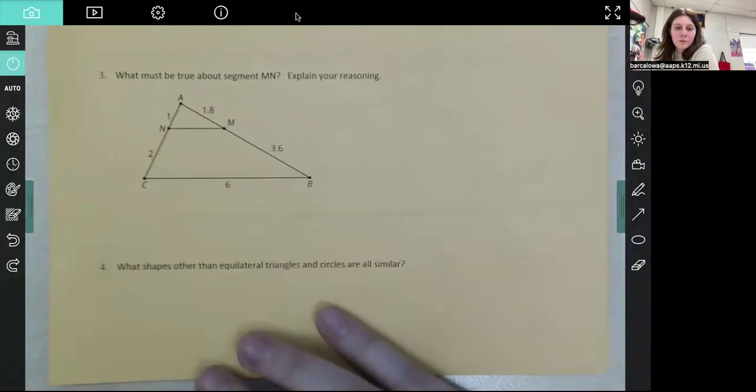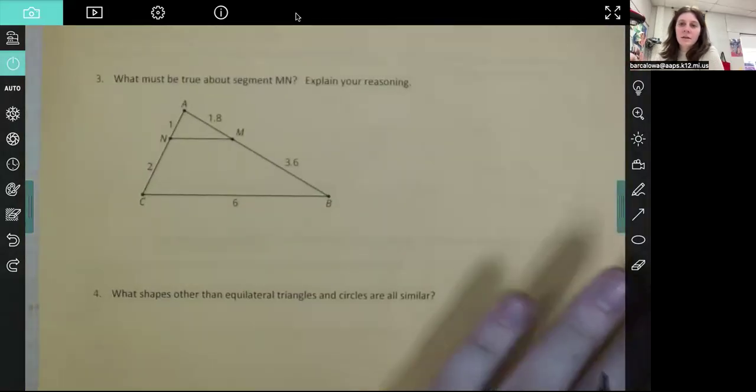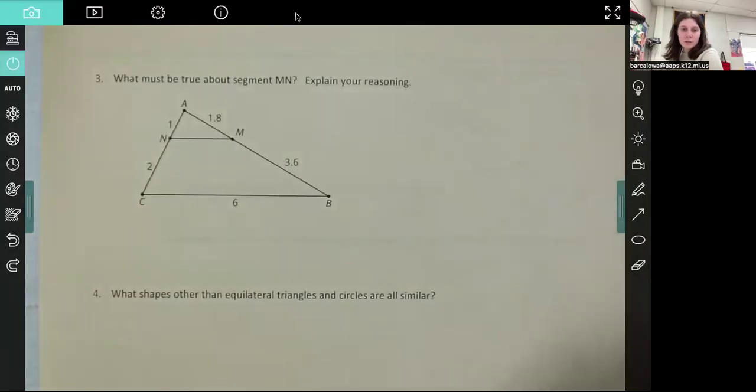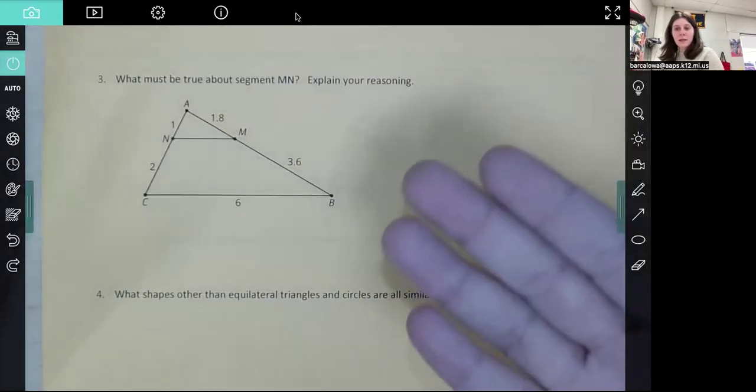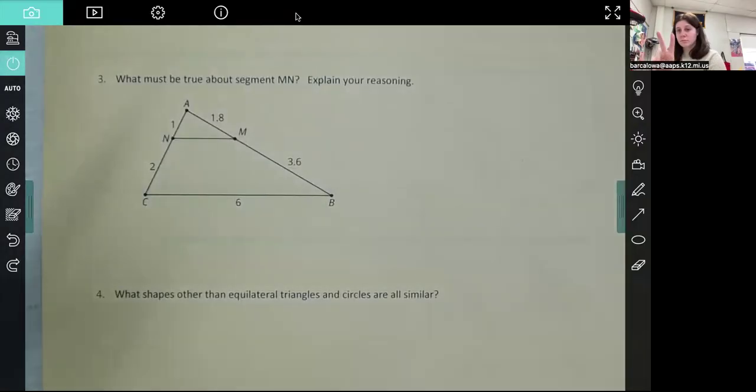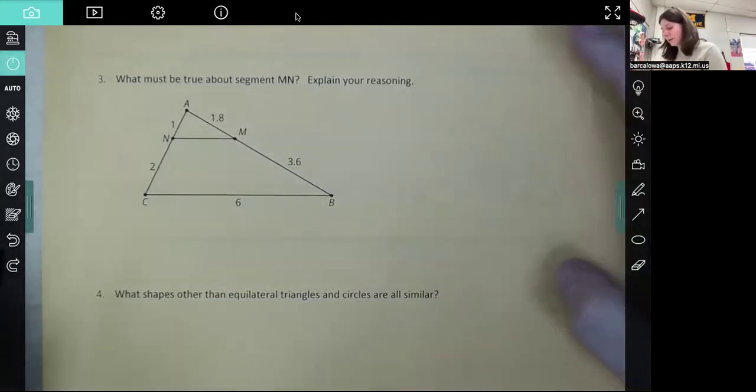What must be true about segment MN? All right. There are a couple different things we can do here. First, we could figure out what the length of that segment has to be, right? I am going to first look at this picture. How many triangles do you see in this picture? 2. I'm going to draw them.